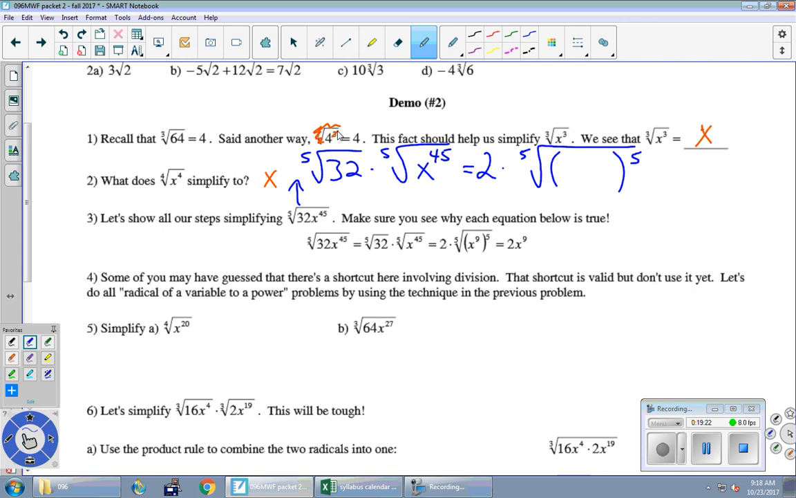But the power wasn't a 5. What was the power? It's 45, right? It's not a 5th power. But it turns out we can still do something here. So go ahead and copy in here an x, and then give yourself a blank box. We're going to put a number in there in just a second.